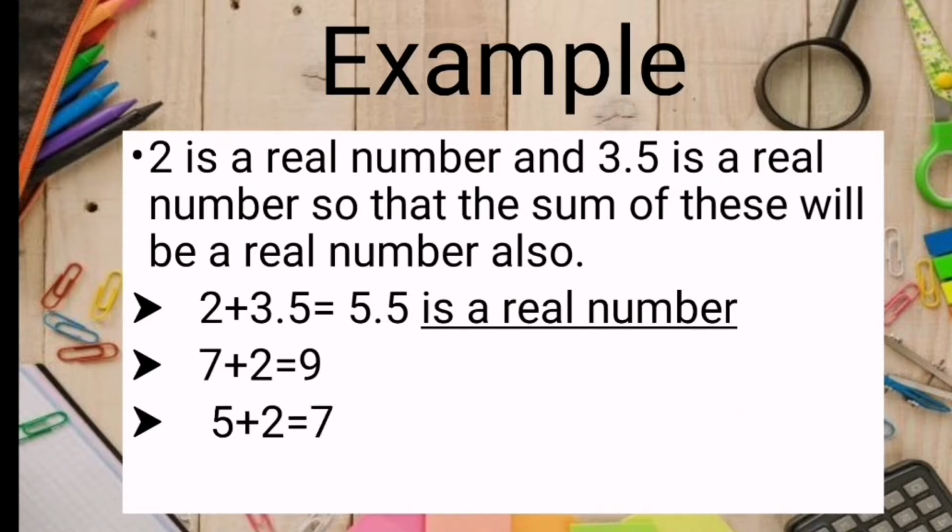7 + 2 is equal to 9. 5 + 2 is equal to 7. So that is the example of the closure property of addition. 1/2 + 1/2 is equal to 1.